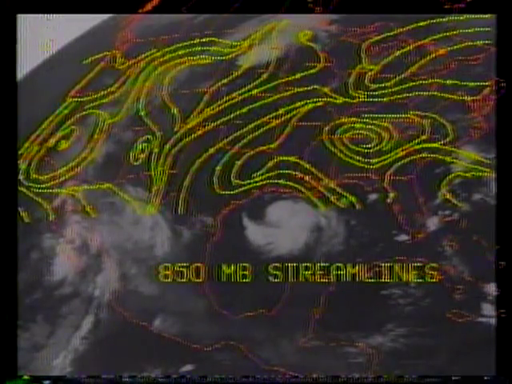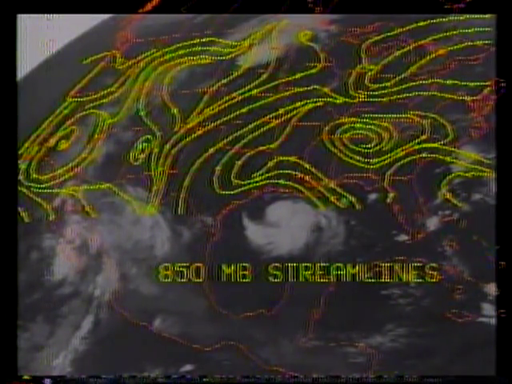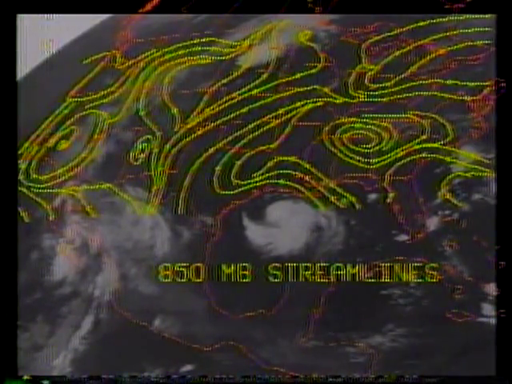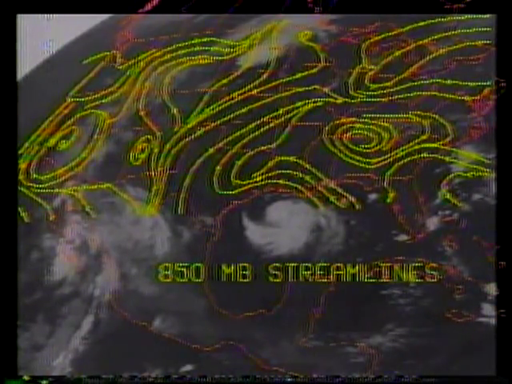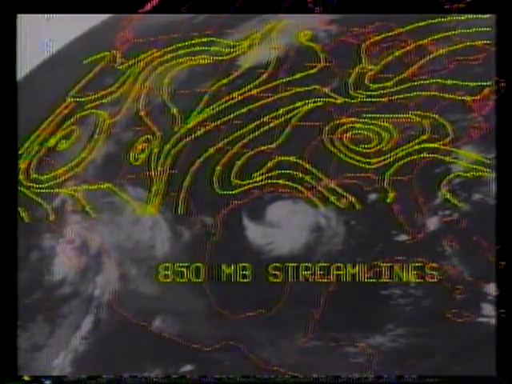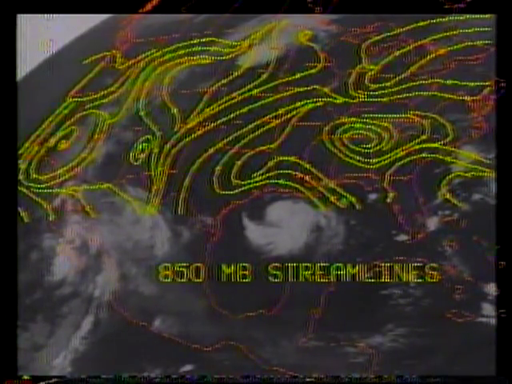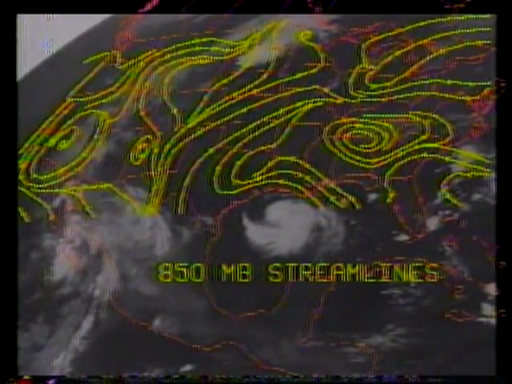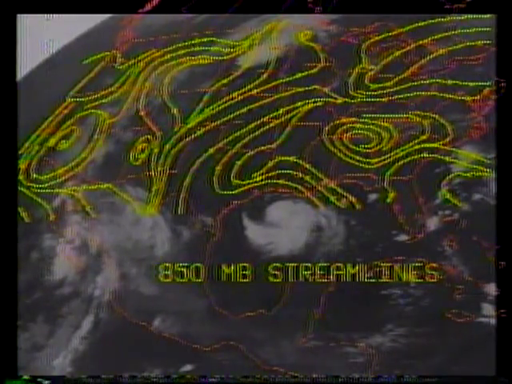By 12Z on August 16th, Alicia had strengthened to tropical storm intensity. Central pressure had lowered to about 1,000 millibars, and maximum sustained winds were near 45 knots. The 850 millibar streamline analysis for this period, based upon conventional data sources, indicates a well-developed anticyclonic circulation centered over the southeastern U.S., with easterly winds along the northern Gulf Coast.